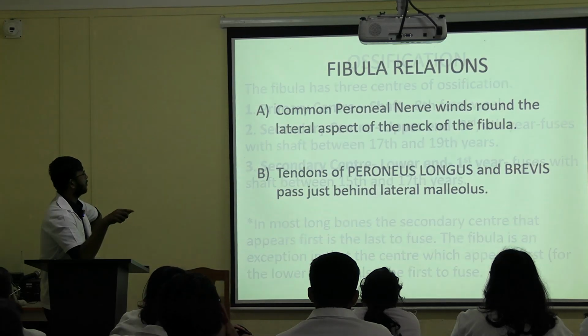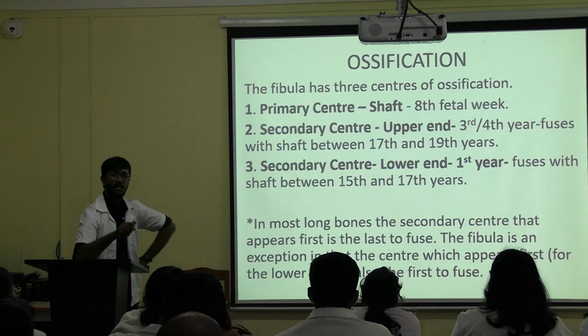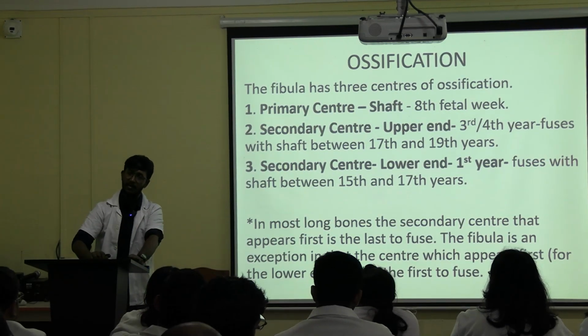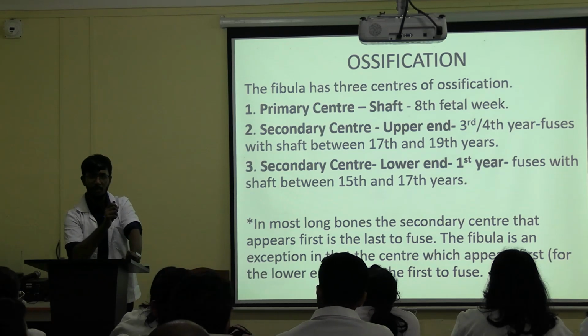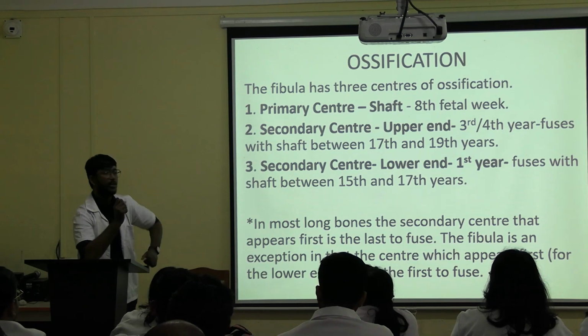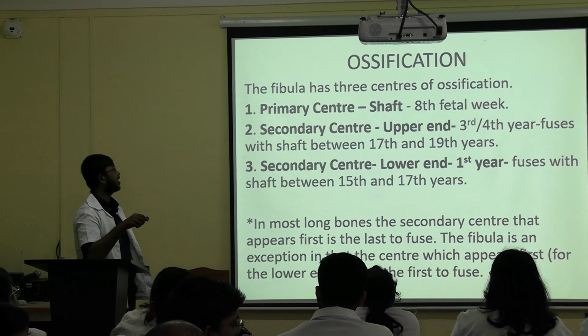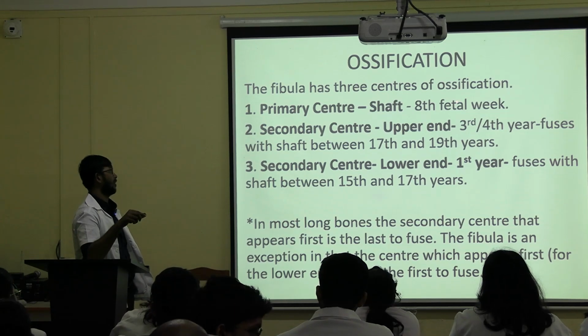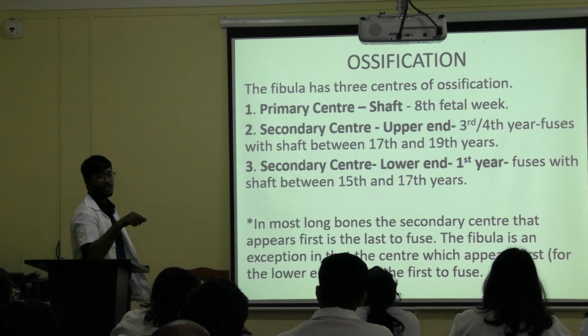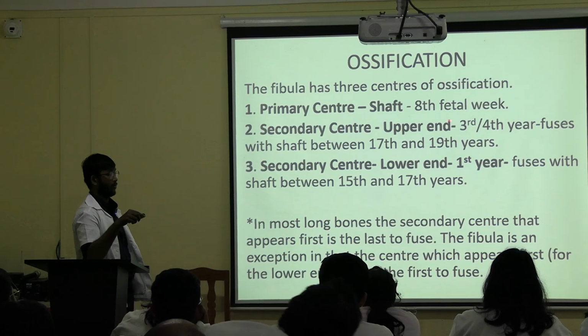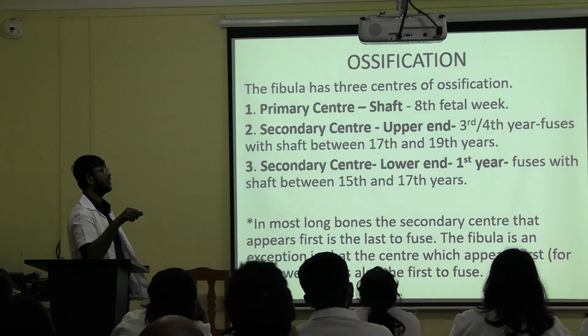Now, ossification. So basically, the first center, that is the primary center, appears in the shaft, and it gets completed in the 8th fetal week. The secondary center first appears in the upper end. No, first appears in the lower end, then appears in the upper end.